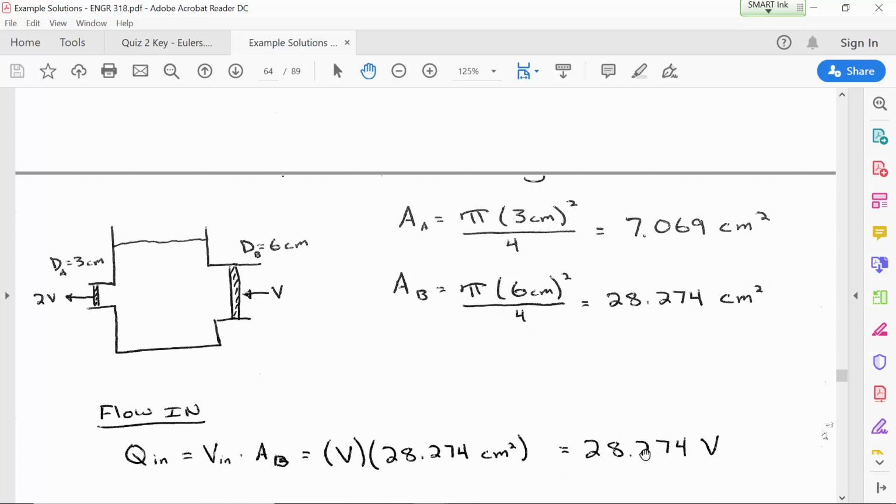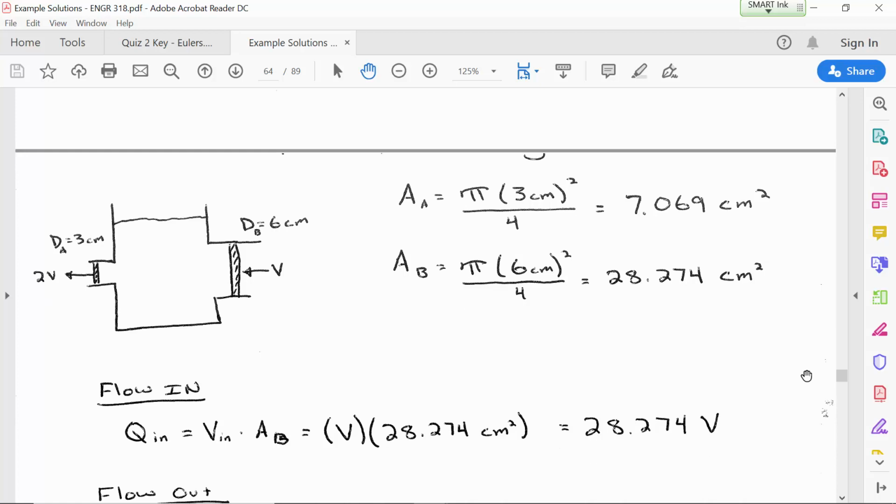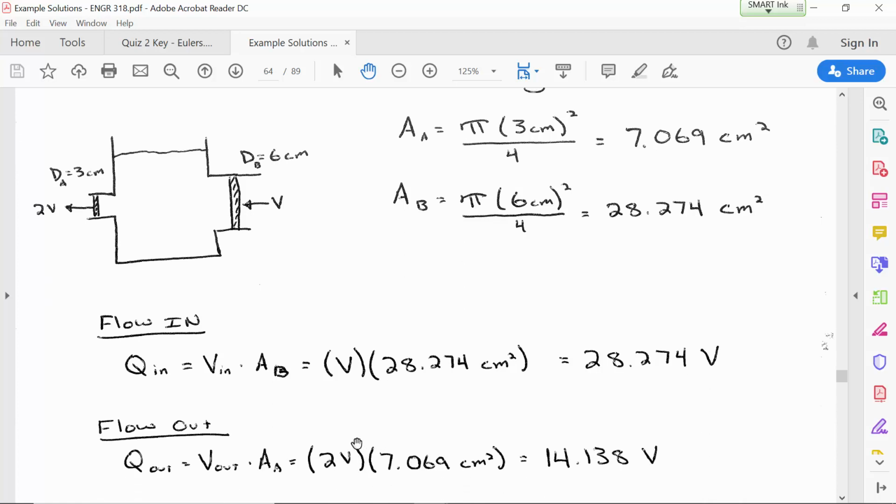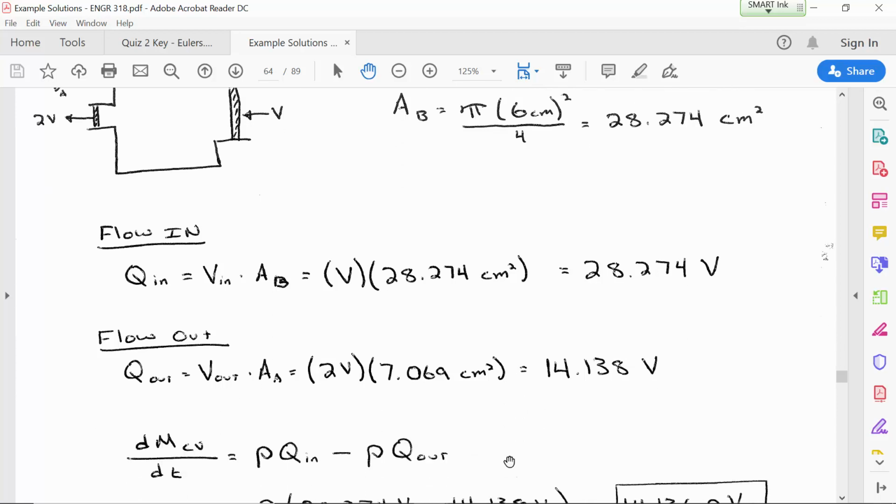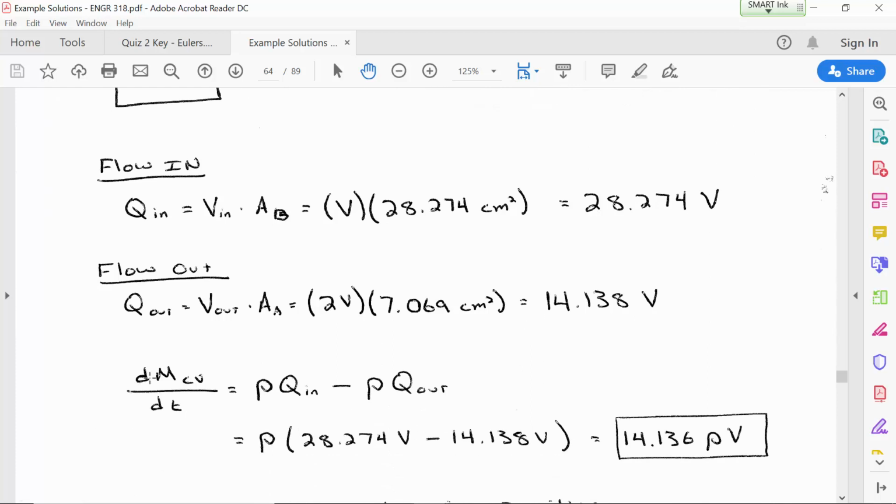So 28.274 V is the flow rate in, whatever the velocity is. Whereas the flow rate out is going to have 2V because it's double the velocity in this other piston, piston A, but the area is smaller. So the net difference between the in and the out, if we do this on the mass basis, then we'd have to multiply each volumetric flow rate by the density. So the difference is positive, and that means that the liquid level is going to be rising.